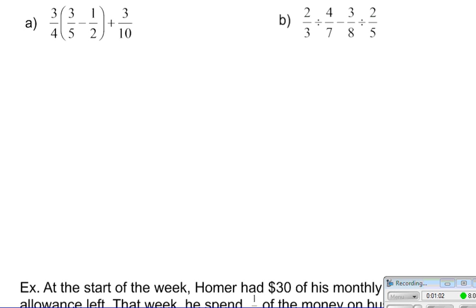So when I look at this first example, I have 3/4 bracket, 3/5 take away 1/2, close the bracket, plus 3/10. I hope you remember that when two things are side by side like this, it actually means they're being multiplied. So this is 3/4 being multiplied to the bracket. And so when I follow my BEDMAS, I need to make sure that I answer what's inside that bracket first.